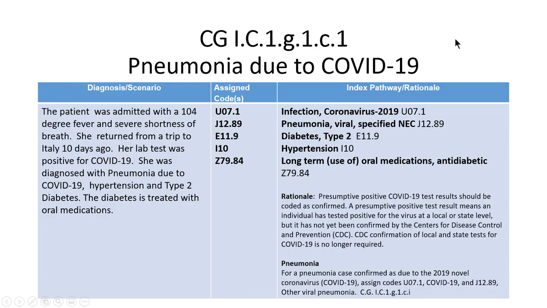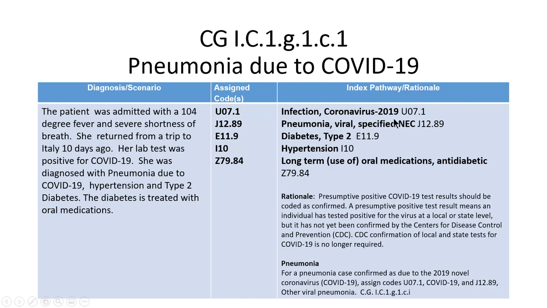Here's a scenario. A patient was admitted with 104-degree fever, severe shortness of breath. She returned from Italy 10 days ago. Her lab test was positive for COVID-19. She was diagnosed with pneumonia due to COVID-19, hypertension, and type 2 diabetes. Diabetes is treated with oral meds. So the coronavirus would be the principal diagnosis, your first diagnosis, U07.1.